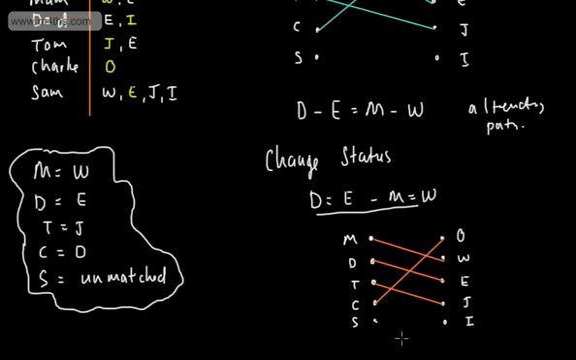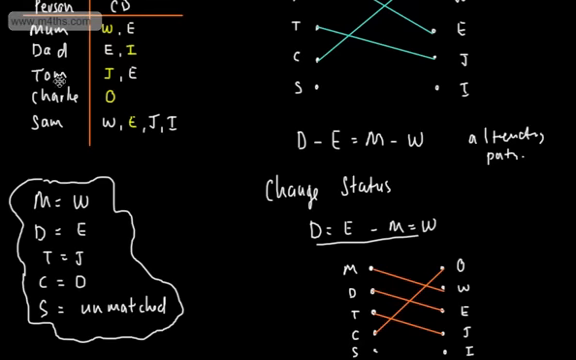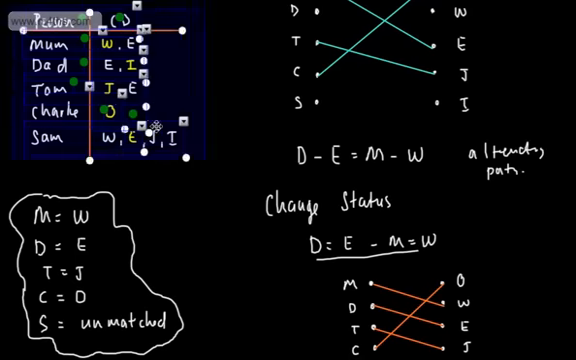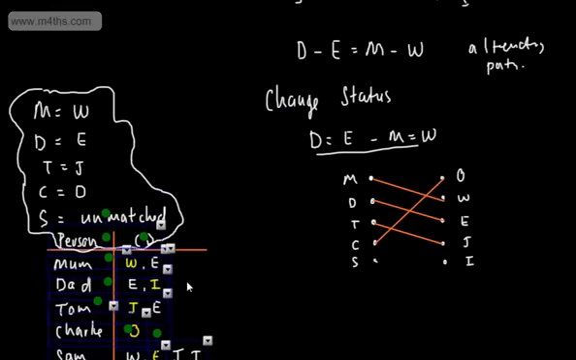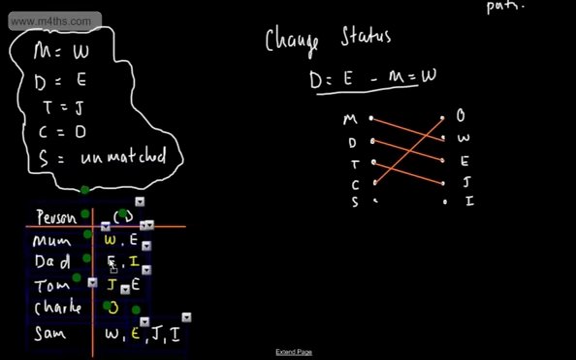What we're trying to do now is match an unmatched node in X with an unmatched node in Y. So we start off by going from S to one of the matched ones. Let's look at our table, and we'll do this again. So at the moment, this is what we've got.